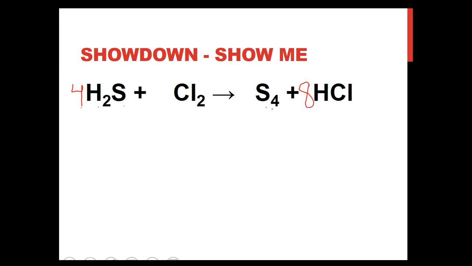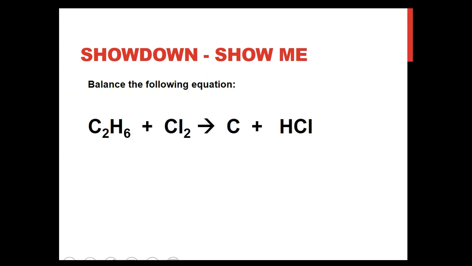So let's move on to Cl's. I have 2 Cl's here, but 8 Cl's here. So what times 2 will give me 8? 4. And so let's just double check. I've got 2 times 4, I've got 8 H's, 8 H's. I've got 4 S's, 4 S's, and 4 times 2 is 8 Cl's, and I've got 8 Cl's. So that one's balanced.